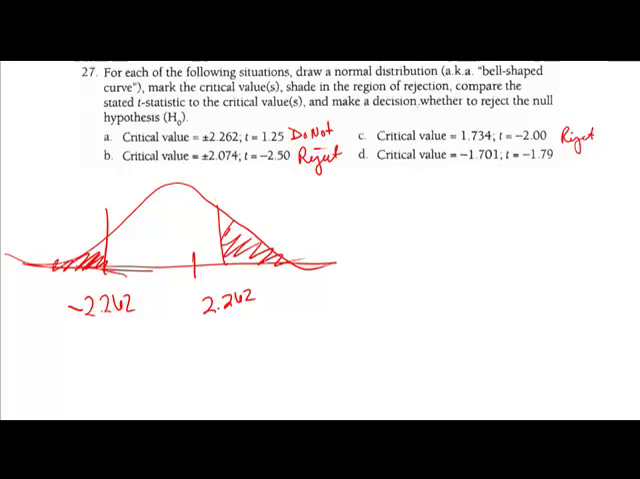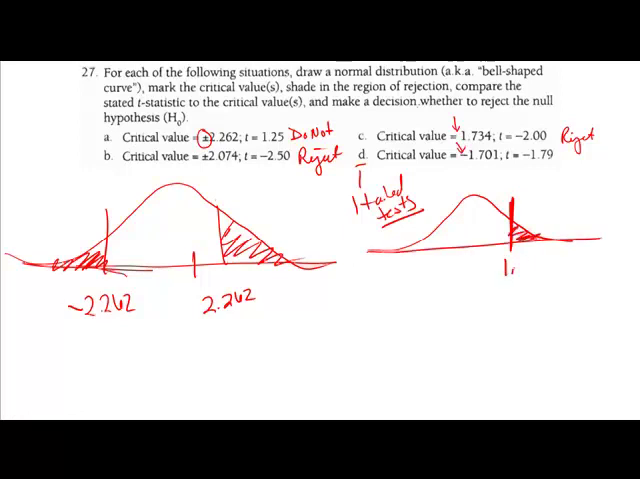Oh, hold on a second. They're tricky. Look at what they did there. Over here they got the plus and the minus. Over here they just have the plus or the minus. Those tricky buggers. So what are they doing? For C and D, these are one-tailed tests. So they're packing it all in one of the tails. So if my critical value here is 1.734 and I got a t of a negative 2, I do not reject. Tricky buggers.